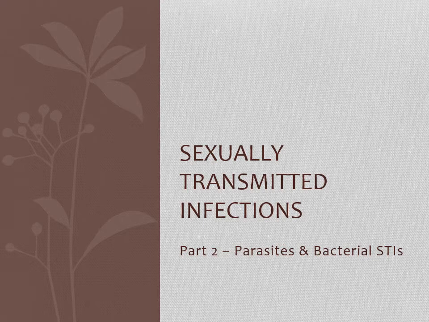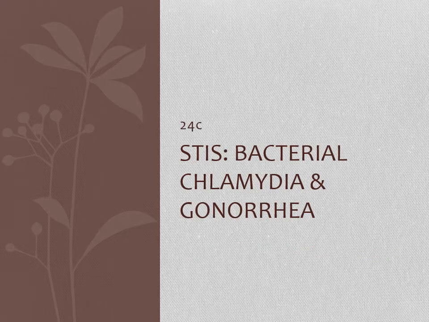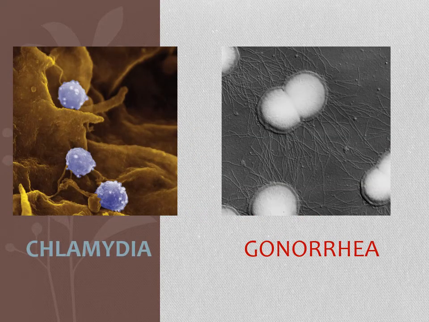So far we've talked about the parasitic infections, and in terms of bacterial STIs we've talked about syphilis. And in this one we're going to talk about the other two bacterial STIs, chlamydia and gonorrhea. So I'm going to talk about chlamydia and gonorrhea together for most of this mini lecture because they share a lot of similarities. This is what they look like under the microscope.